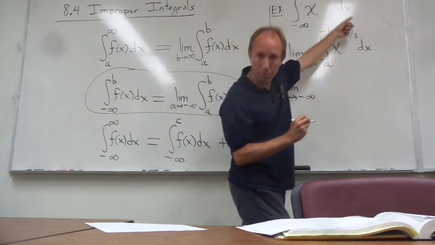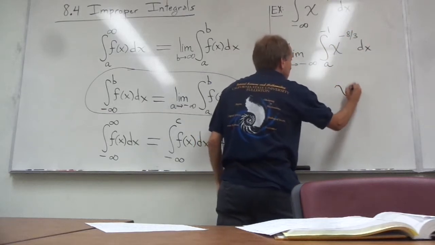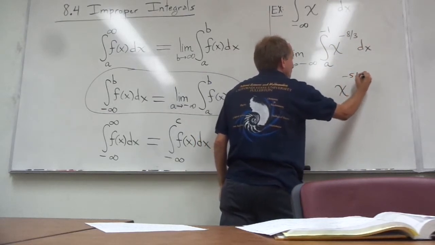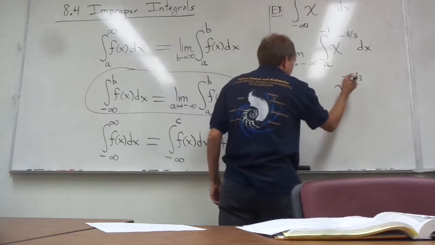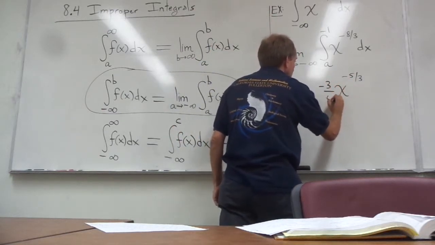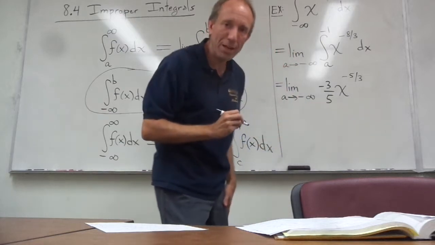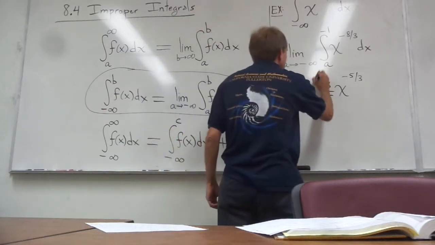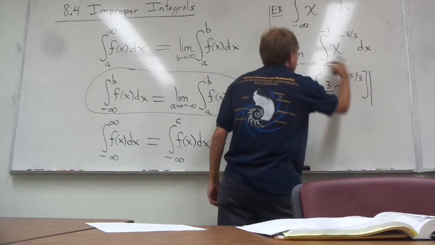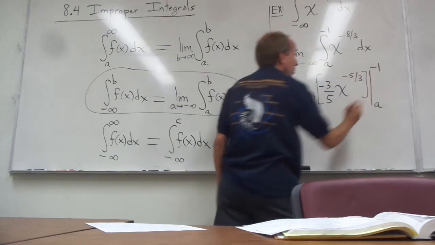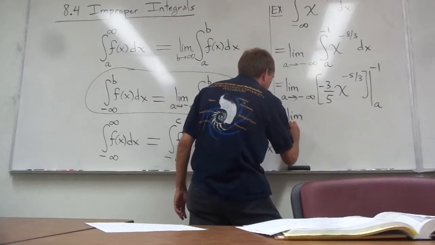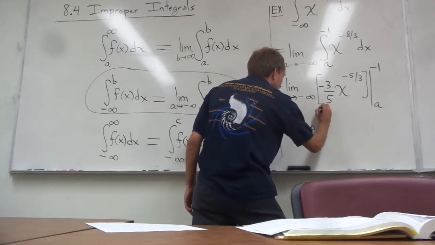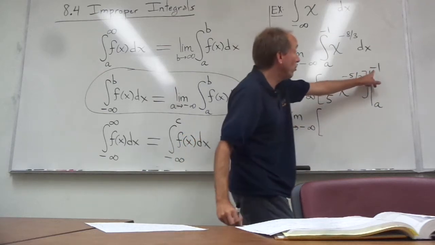Okay? I'm going to use the power rule backwards. I'm going to jack the power up by 1. So if I add 1 to negative 8/3, I'm going to get negative 5/3. And I have to divide by negative 5/3, which is like multiplying by negative 3/5. This has to be evaluated from a to negative 1. Let's do that evaluation step right now. Limit as a approaches negative infinity. I'm going to put in negative 1 here.